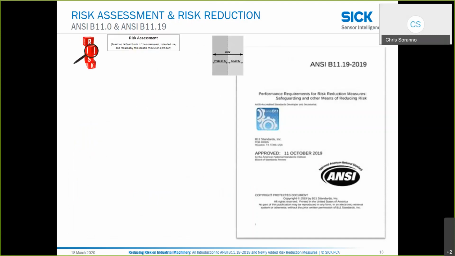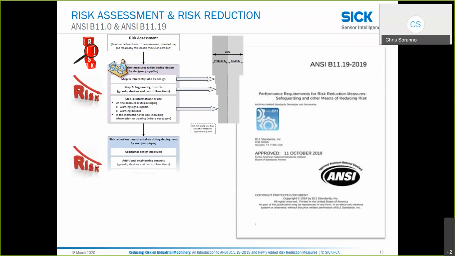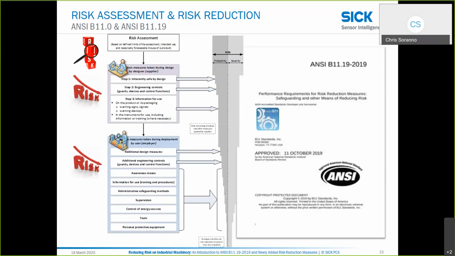So B11.0 talks about many things, again, the general requirements of how machines are built, but also focuses on the risk assessment process. So this is the guidance for identifying tasks and hazards, evaluating them together, understanding how risk is comprised of probability and severity, and then evaluating that risk to determine if it's acceptable. And when it's not, it then talks about how to reduce that risk and measures that can be taken by the supplier or the manufacturer of the machine to help reduce that risk. As Dave mentioned, it also goes further into providing guidance for the end user or the employer on how to reduce that risk and the measures that can be taken.